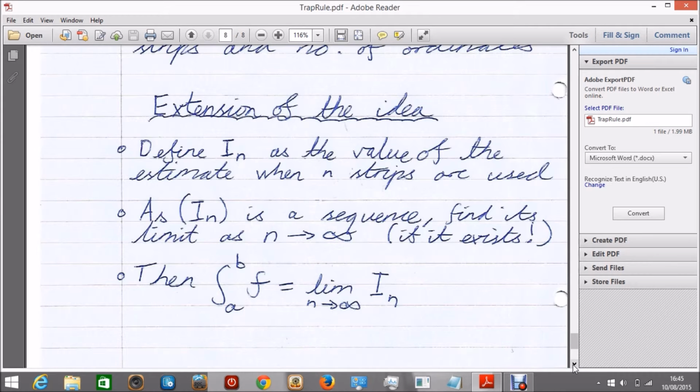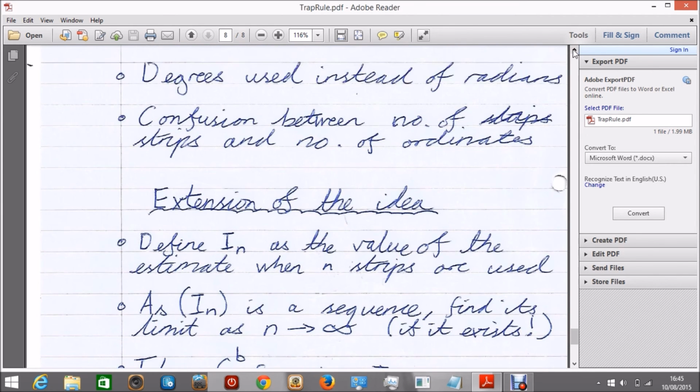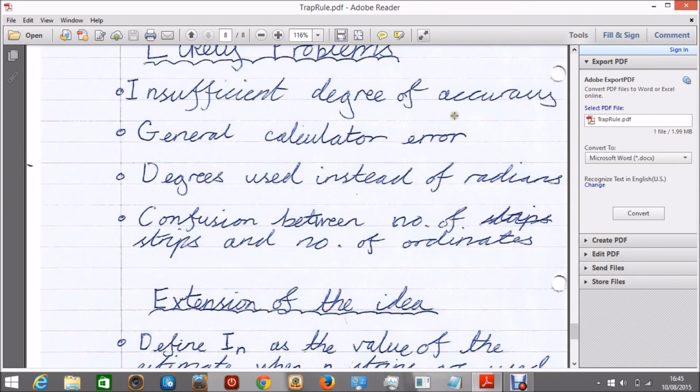One little thing though, it's a lot easier, instead of using trapeziums for this, to use rectangles, what we call step functions. These are functions where if you split the interval into strips, the function is constant on each strip. Therefore the area under it would just be a series of rectangles, so that's much easier to evaluate and much quicker. Anyway, that's an extension of the idea. That isn't needed for A level, but if you're interested, that is one way you can evaluate an integral if you don't necessarily know the antiderivative of the function. Anyway, that's all.